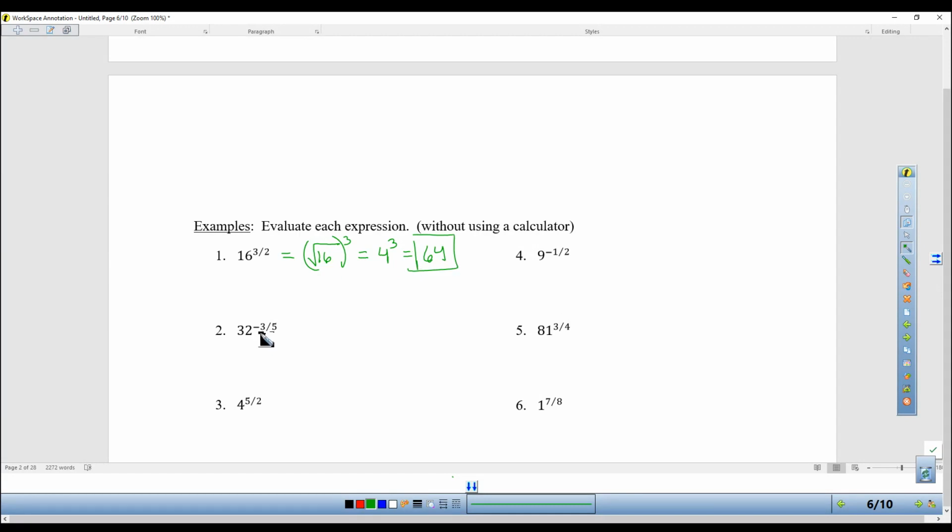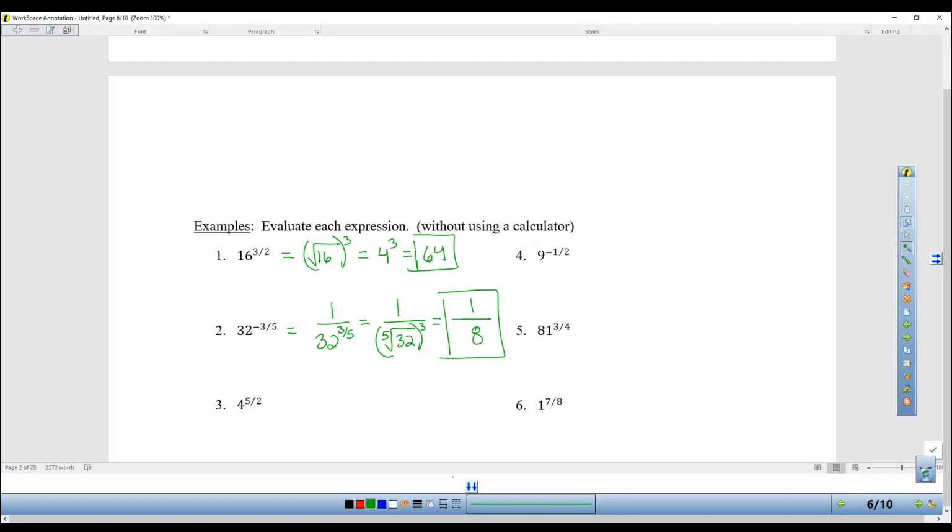But if the exponent is negative, then your first step should be to move it to the bottom. And now it's positive. And then you can change it to a format that maybe makes more sense. So the fifth root of 32 and then cubed. Always keep that in mind. A cubed is always a cubed. But if there's a denominator, it indicates that you have a root. The fifth root of 32 is 2, and 2 cubed is 8.